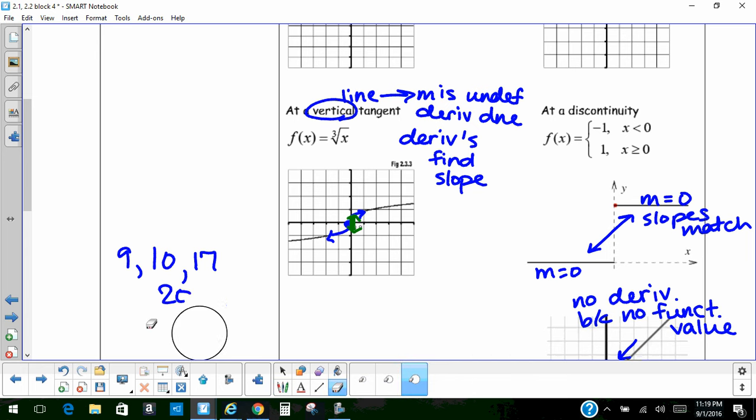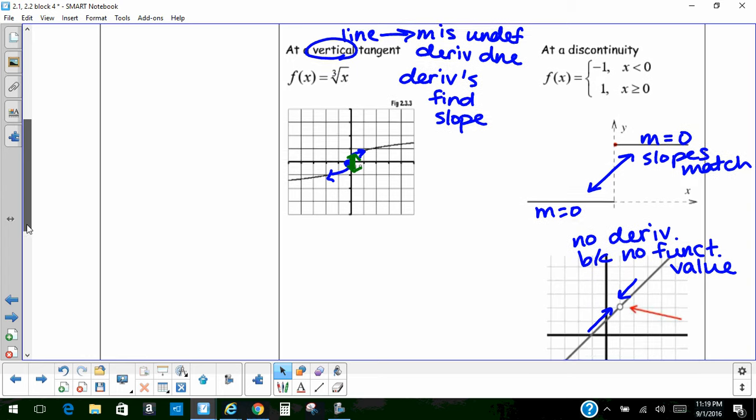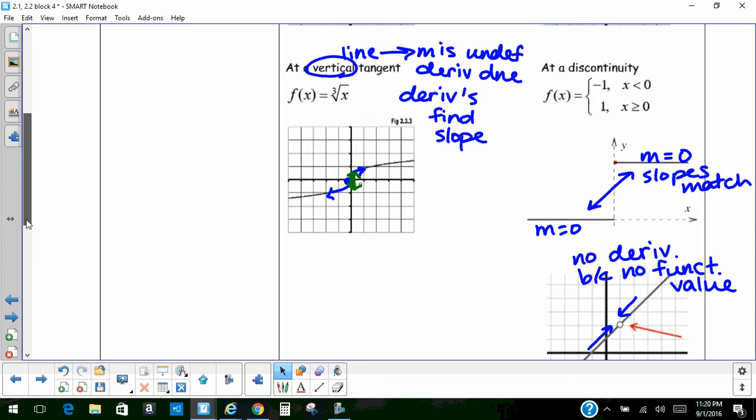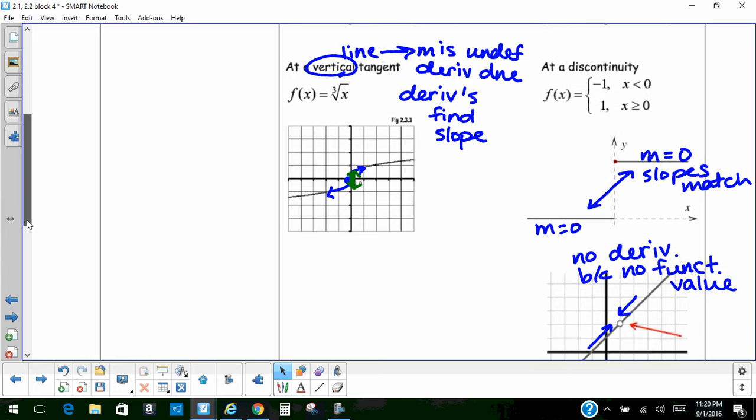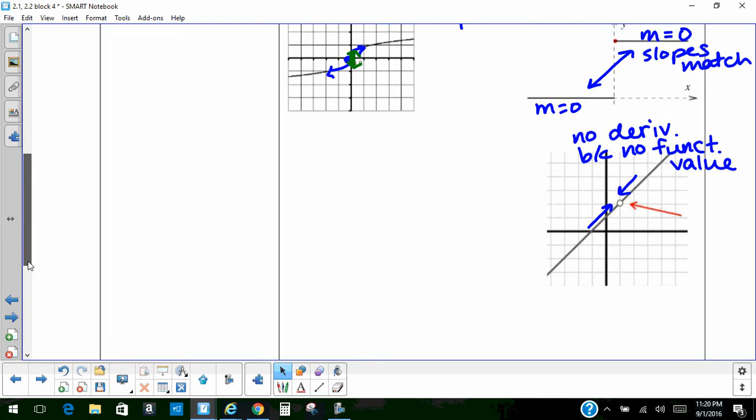I'm going to go ahead and get rid of these question numbers. And then we also talked about anytime you have a discontinuity. And this can be kind of deceiving because it can look like the slopes are matching. And while that may be true, that's great. You don't have a derivative if you have a discontinuity, ever.